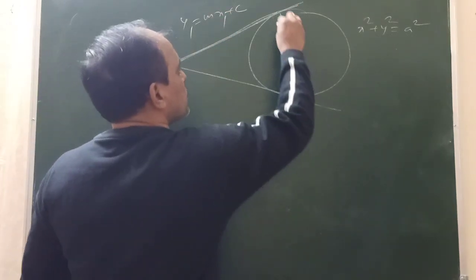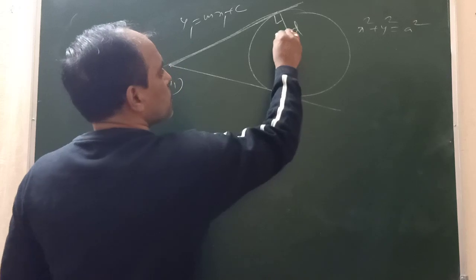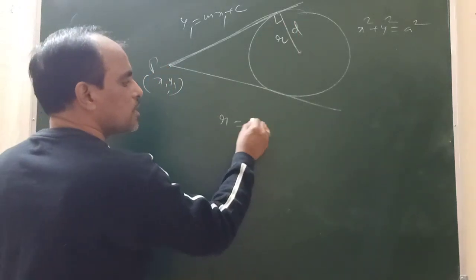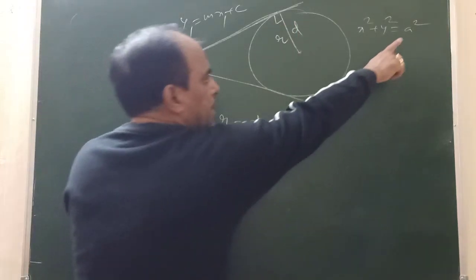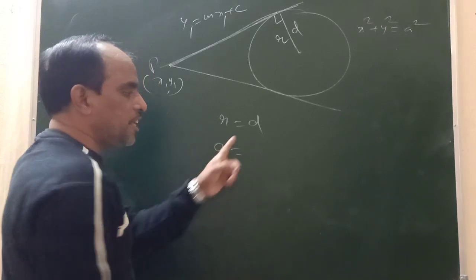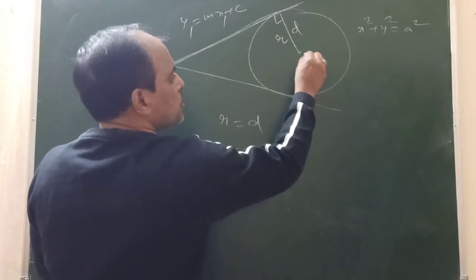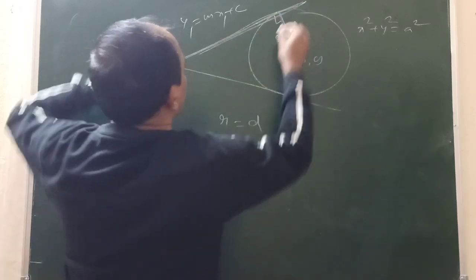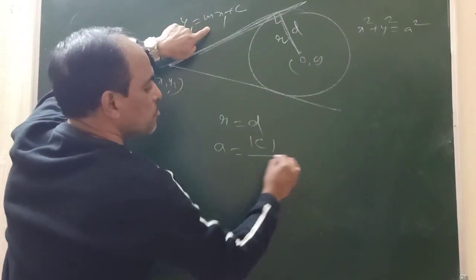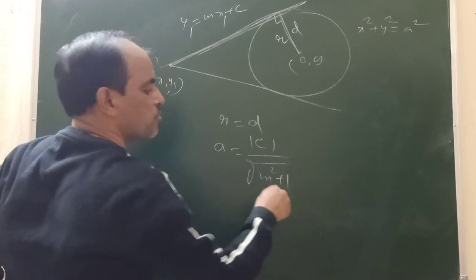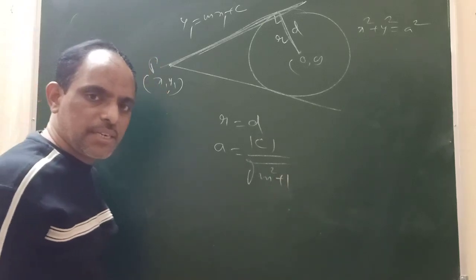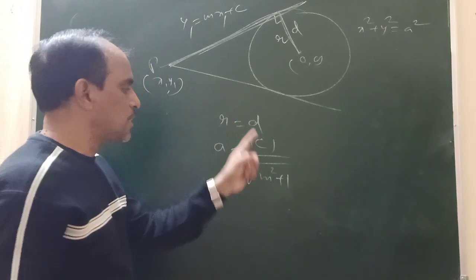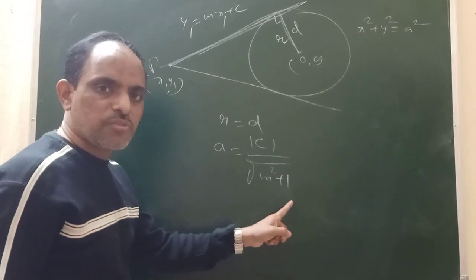You see, this is the perpendicular distance d and this one is the radius r. Now r is equal to d. The radius here is a. D means the perpendicular distance from the center, and the center here is 0, 0. The perpendicular distance from the origin to this line is nothing but mod c by root of m square plus 1.